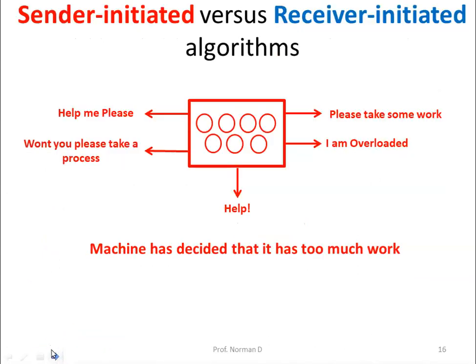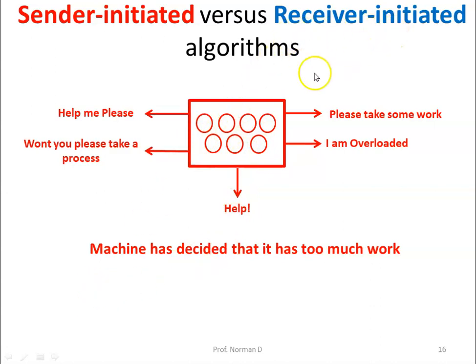And the last issue is sender initiated algorithms versus receiver initiated algorithms. You can see here in a figure, there is an overloaded machine which is sending out requests for help to other machines in hope of offloading its new processes onto some other machines. So here this particular machine has decided that it has too much work to be carried out and it is trying to share its load with other machines.